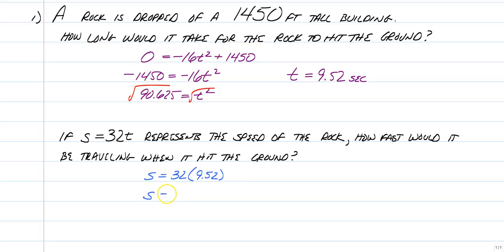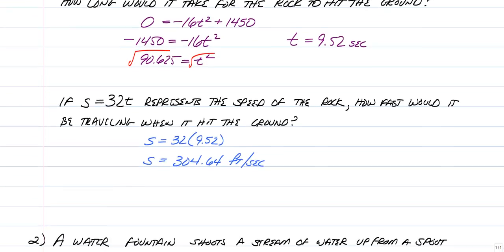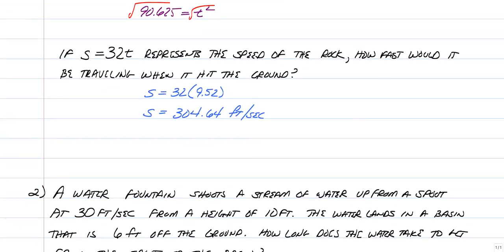And that would give us a speed of 304.64 feet per second. Okay, so that's our speed as it's hitting the ground, which, my goodness, I would not want to be hit by that rock. Now again, at that time, maybe it reached its terminal velocity. Again, this is just kind of an example of a word problem. We are not considering wind and wind speeds and all that kind of stuff.